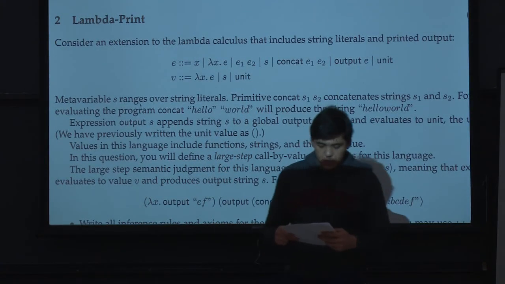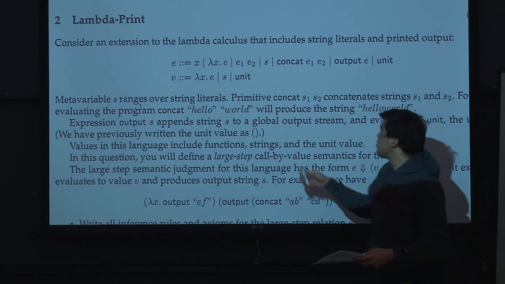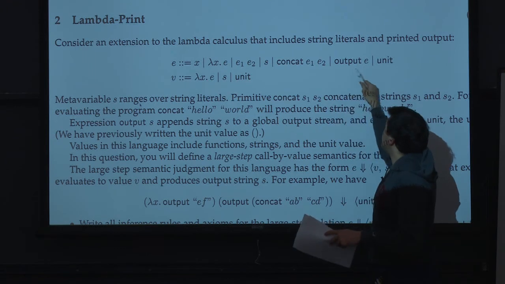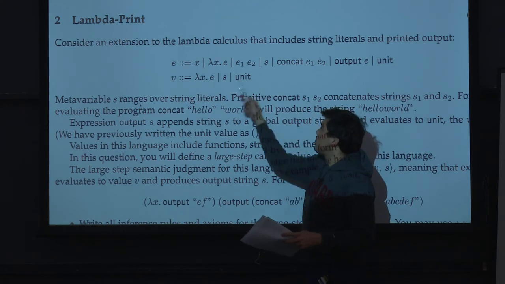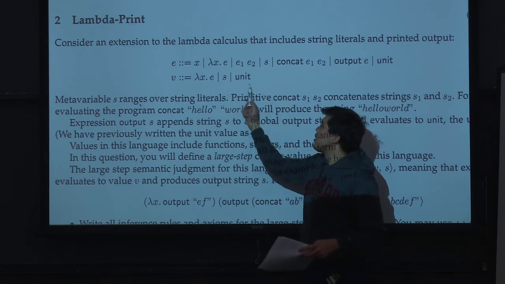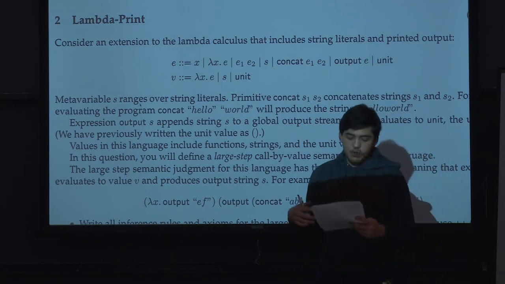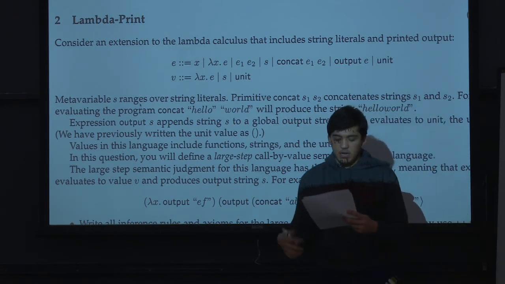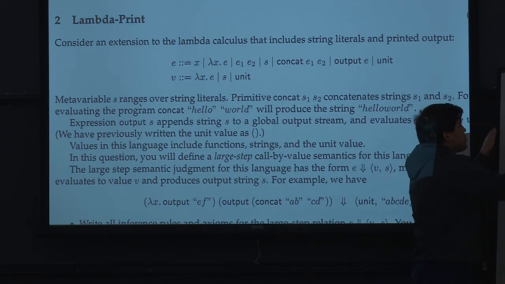Here we're given an extension to our lambda calculus language with these expressions. The new ones you might notice are concat E1, E2, output E, and the string expression type. For the values, we can now have a lambda function as a value, a string as a value, and the unit type itself as a value. What you're asked to do here is provide the substitution semantics for implementing a large step relation for this extension of the language.